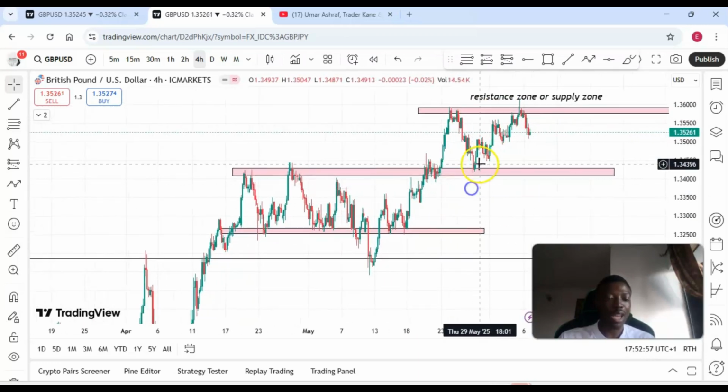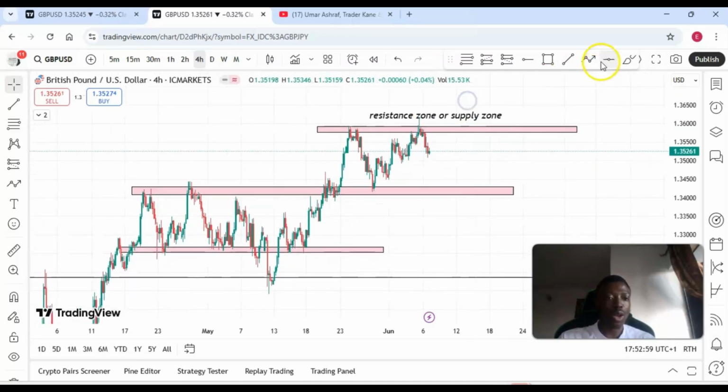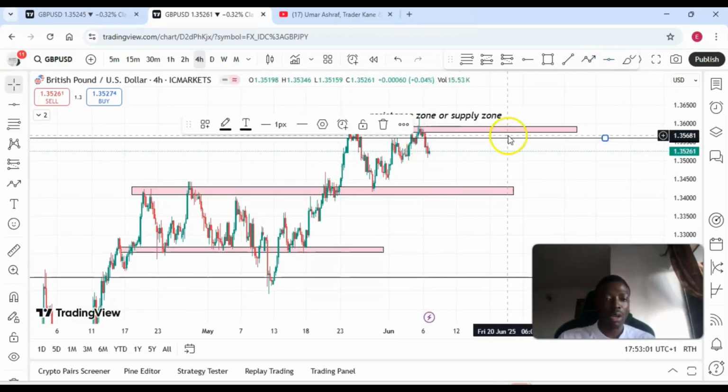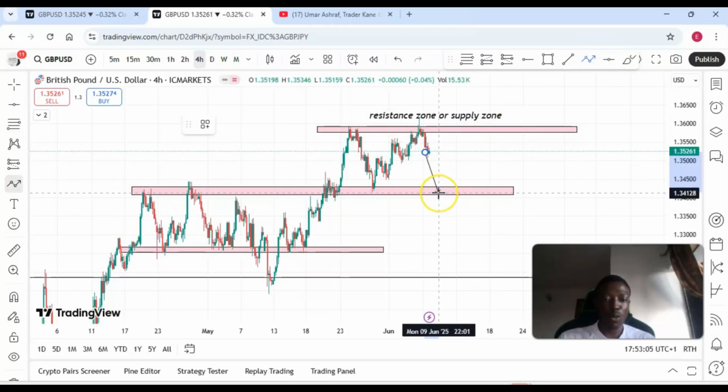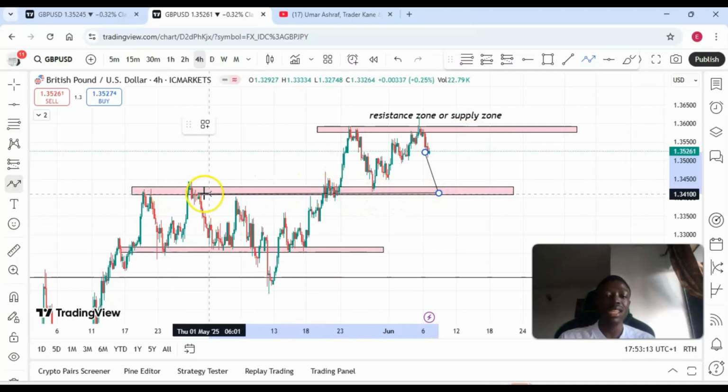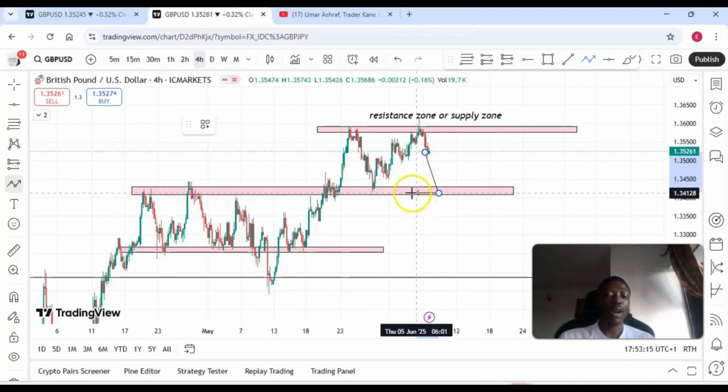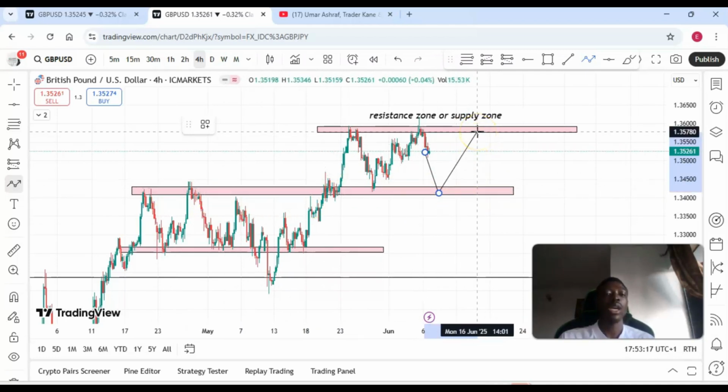So we have support, so we have buyers here. If price should come back to this level, what should we be expecting? For the market to bounce back to the upside, because there are buyers present in this support zone. So price should bounce back to the upside.